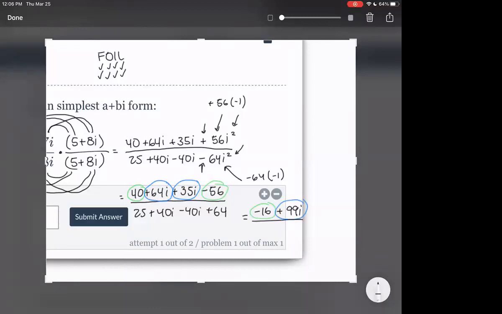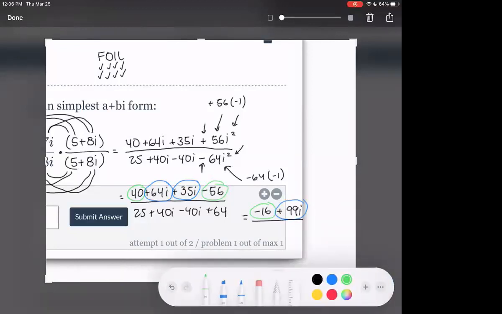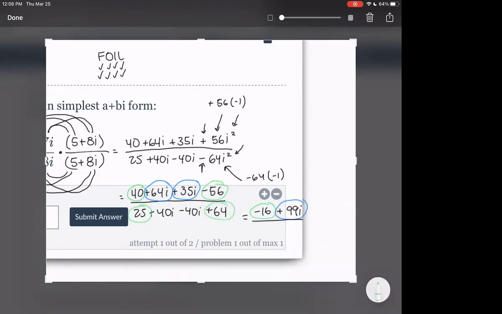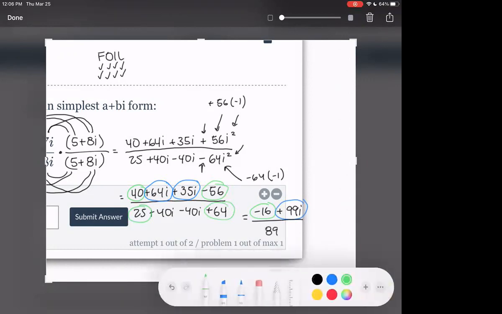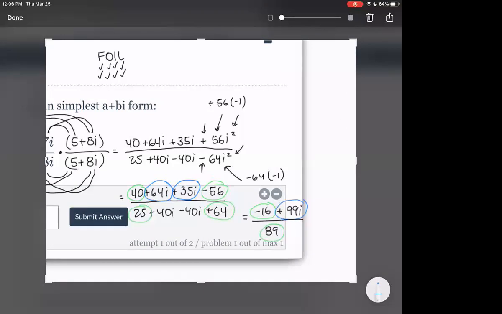So that's the top. Let's do the bottom. Combine the real portions. 25 plus 64. That gives you 89. And then let's do the imaginary portions. This was a plus. I know I kind of wrote over it. That was a plus 40i. And the minus 40i, they cancel out. Plus 40 and minus 40 cancel out.